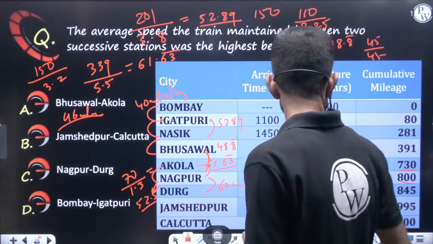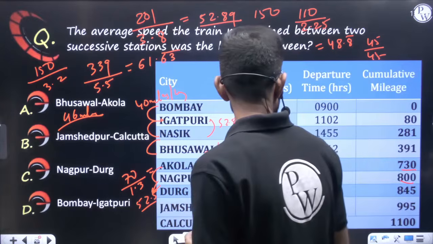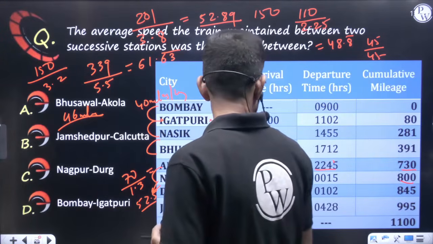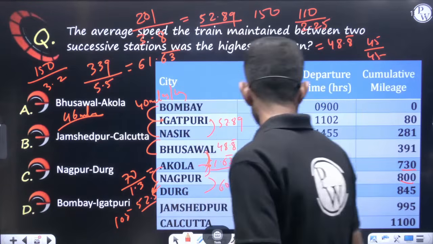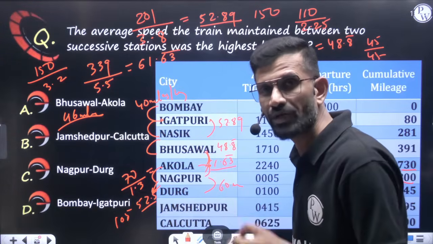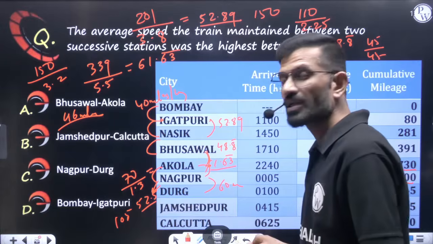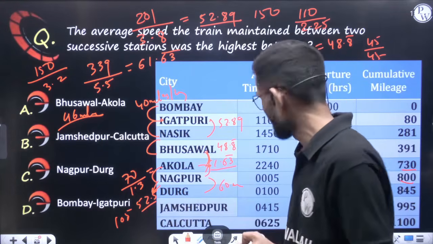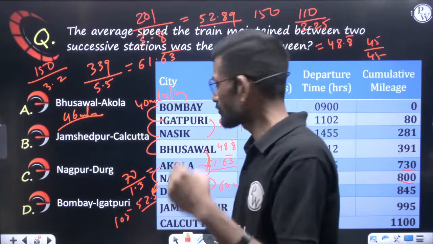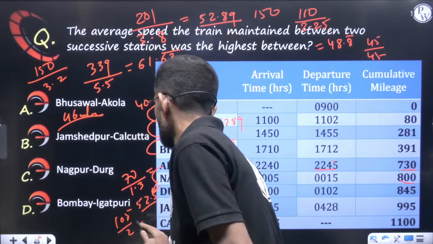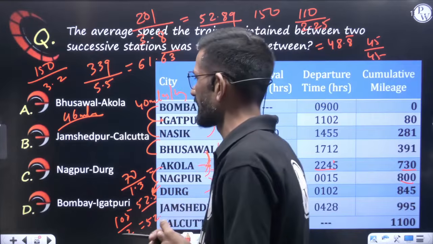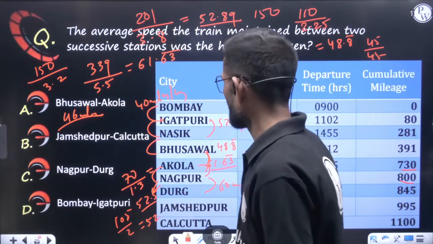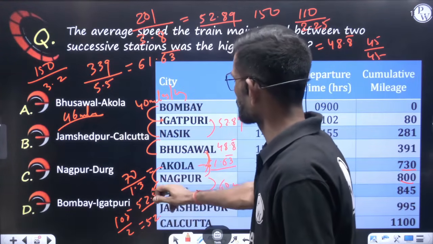Okay, Jamshedpur to Kolkata, it is covering 995 to 1100, that is 105 miles. In how much time? Jamshedpur it started at 4:28, very near to 4:30. Reached Kolkata at 6:25, very near to 6:30. 4:30 to 6:30, it is 2 hours. So in 2 hours it will be 52 point something, coming around 52 miles per hour. So my dear friend, it is 52.5 miles per hour.